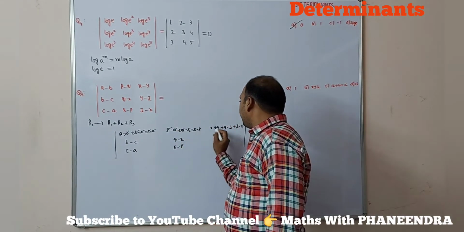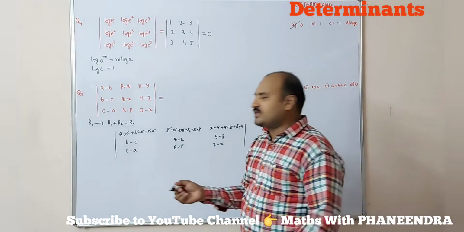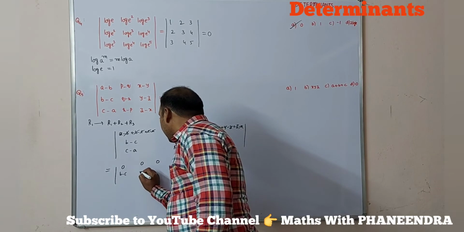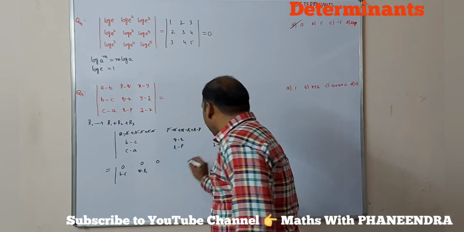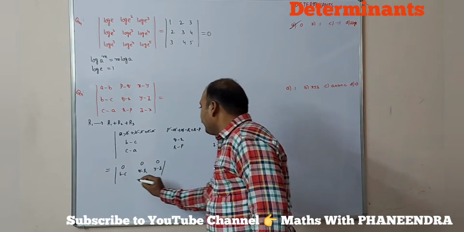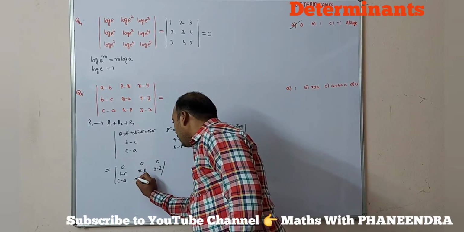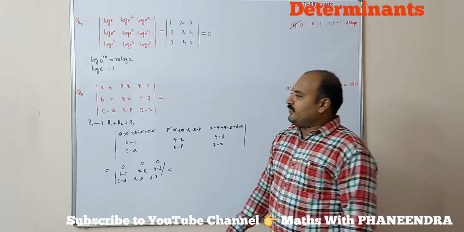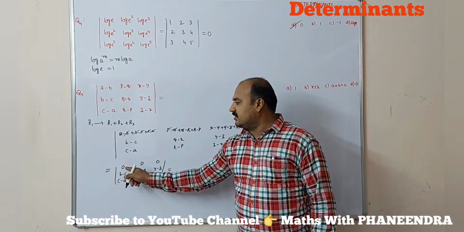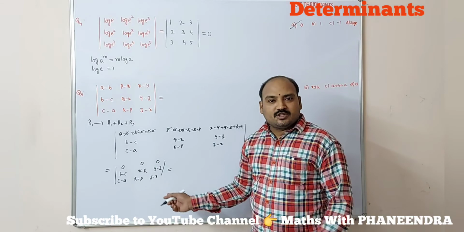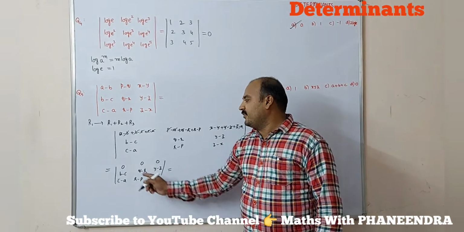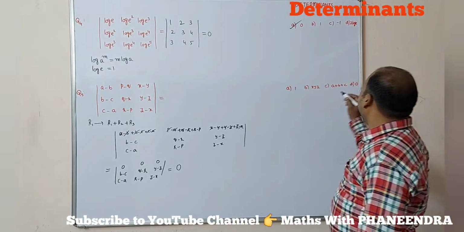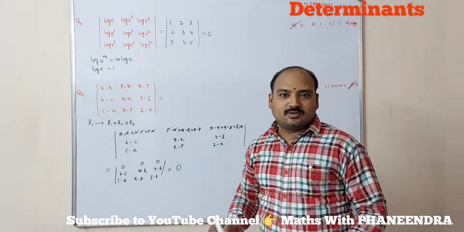So the first row contains all elements as zeros: 0, 0, 0; B minus C, Q minus R, Y minus Z; C minus A, R minus P, Z minus X. Just now we discussed, if any one of the rows or columns consists of all zero elements, this is one of the properties of determinants. So the determinant value is 0. So the answer is the fourth option here. We'll move on to the next question.